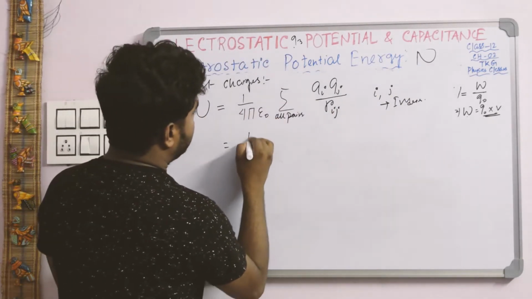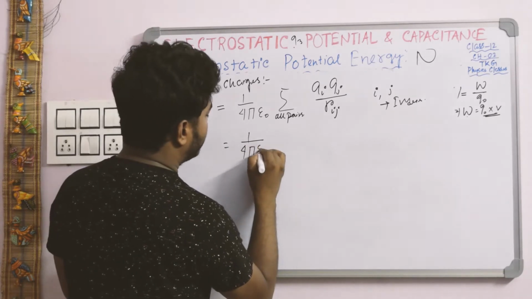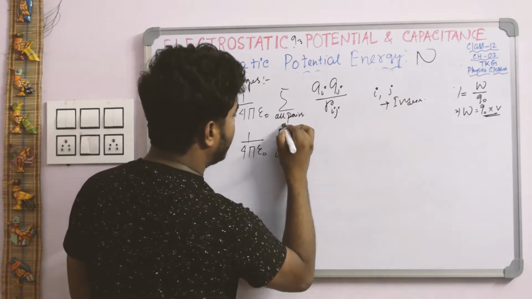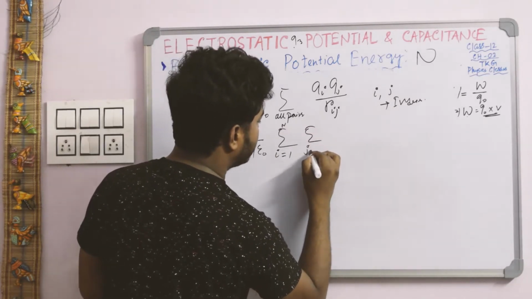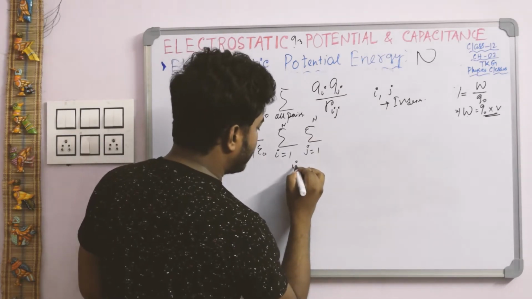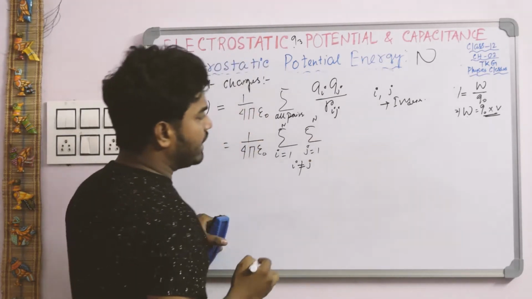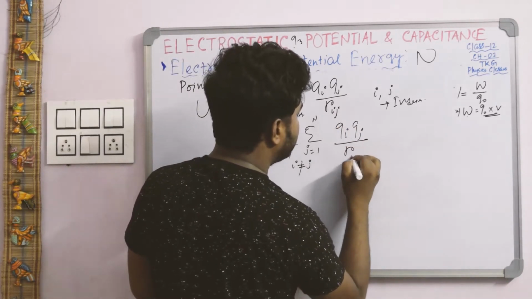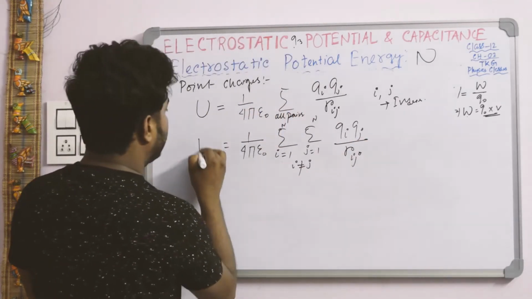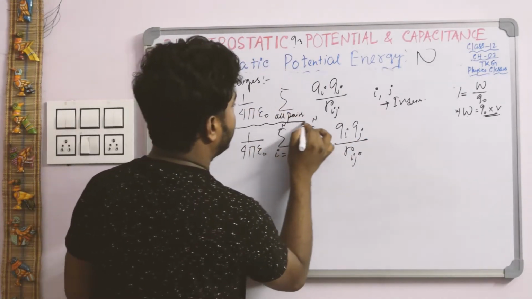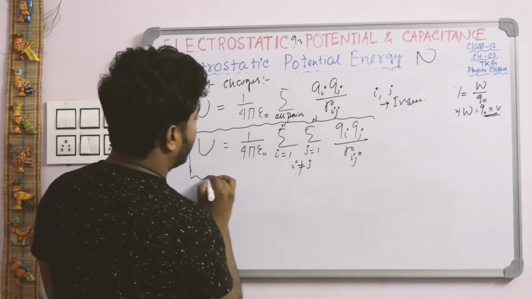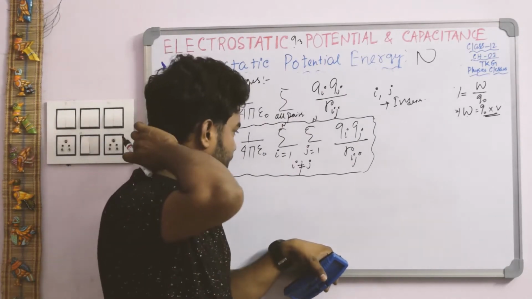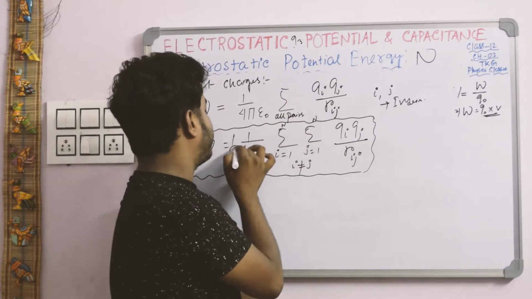If we simplify it, this expression will be 1 by 4 pi epsilon naught summation, i is equal to 1 to n, and another summation, j is equal to 1 to n, but there is a condition, that is i not equal to j, and there is a formula, Qi Qj divided by Rij. So this is the final form of electrostatic potential energy for n number of point charge system. Not clear? Yes, not clear. Okay, there will be half.